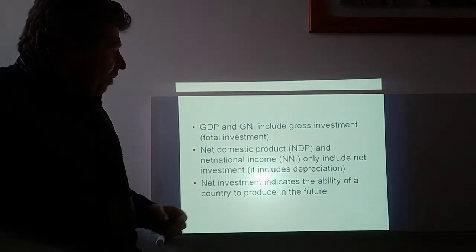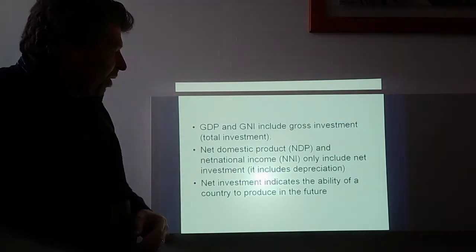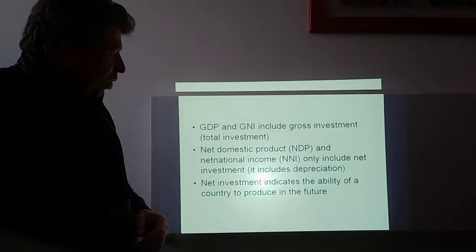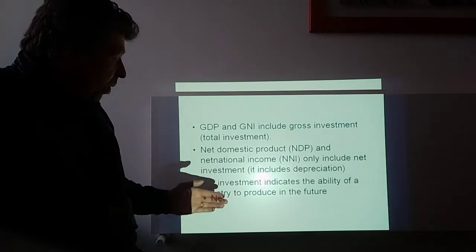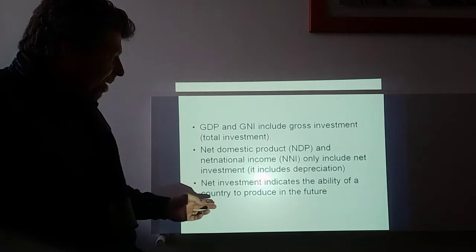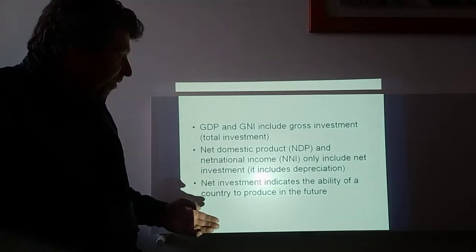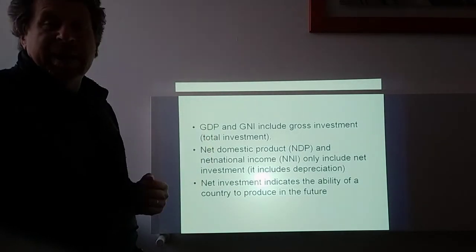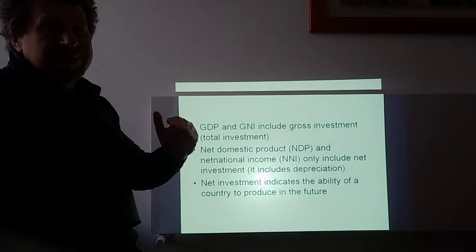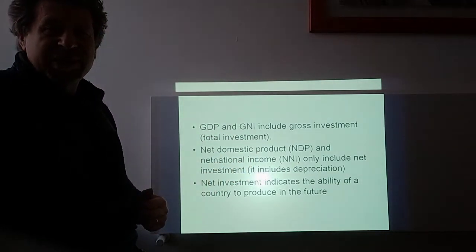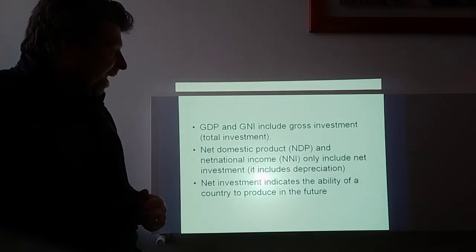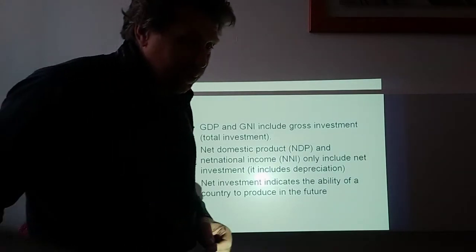So net domestic product and net national income would include the depreciation, which would show us the ability we have to produce in the future. So, what we might consider is our GDP isn't so high when we take off the depreciation. When we take off the depreciation, then we really get an idea of what we've produced, because our assets depreciate.